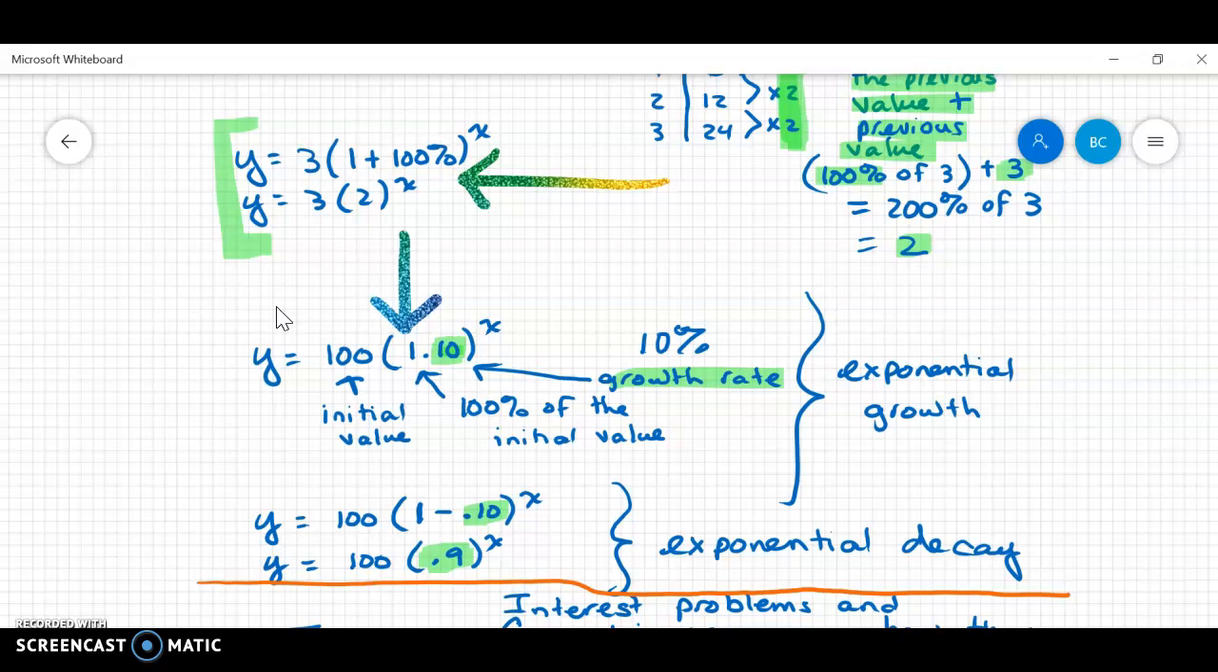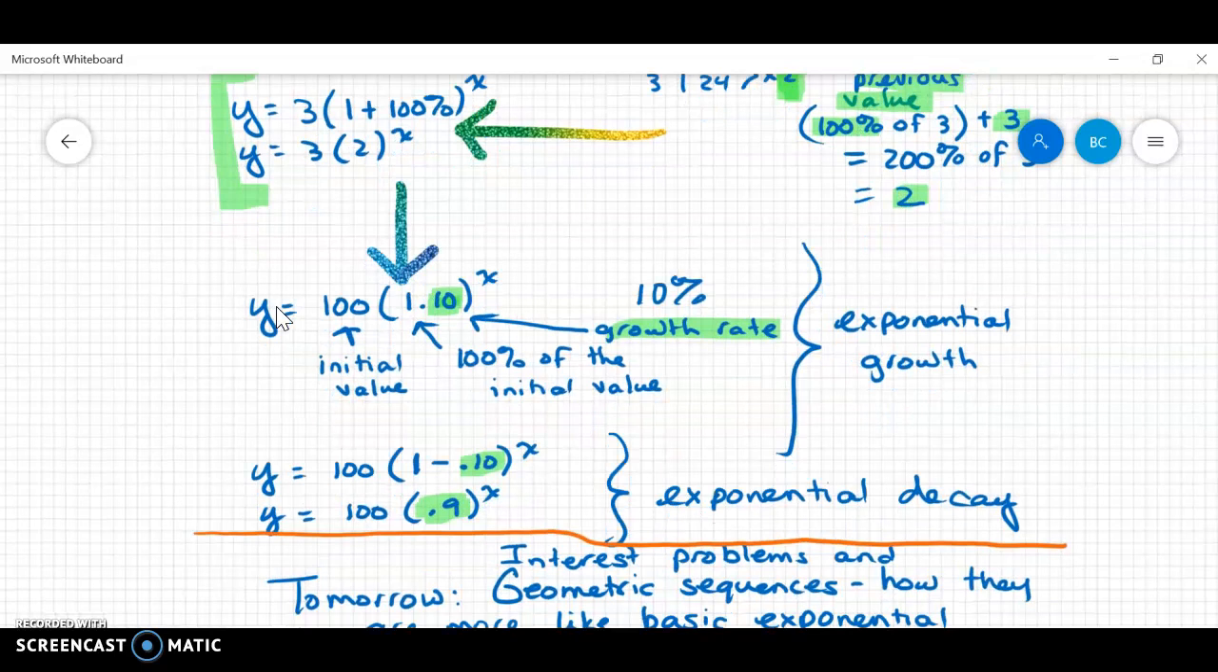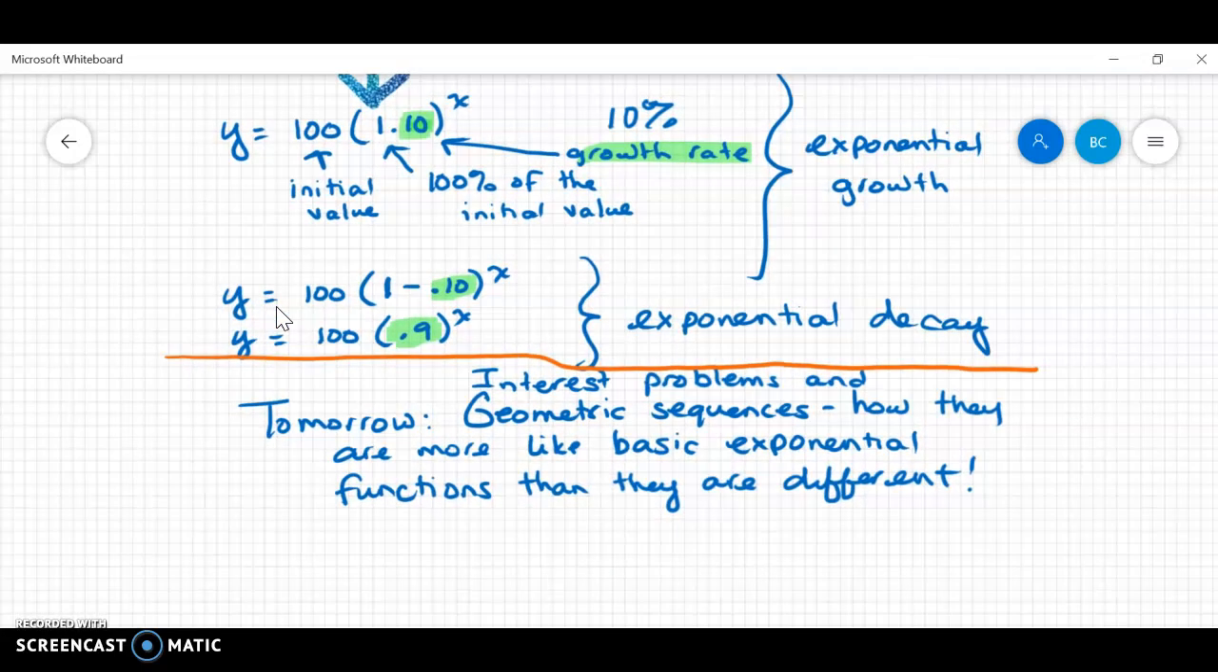Other than the fact that we're writing it and talking about that factor, that rate, as a percentage, basic exponential functions and growth and decay are exactly the same thing. So I'm going to stop there and give you a chance to practice some of that. Tomorrow we're going to do some interest problems that are real life examples of exponential growth, and we'll also look again at geometric sequences and how they really are very much like basic exponential functions.